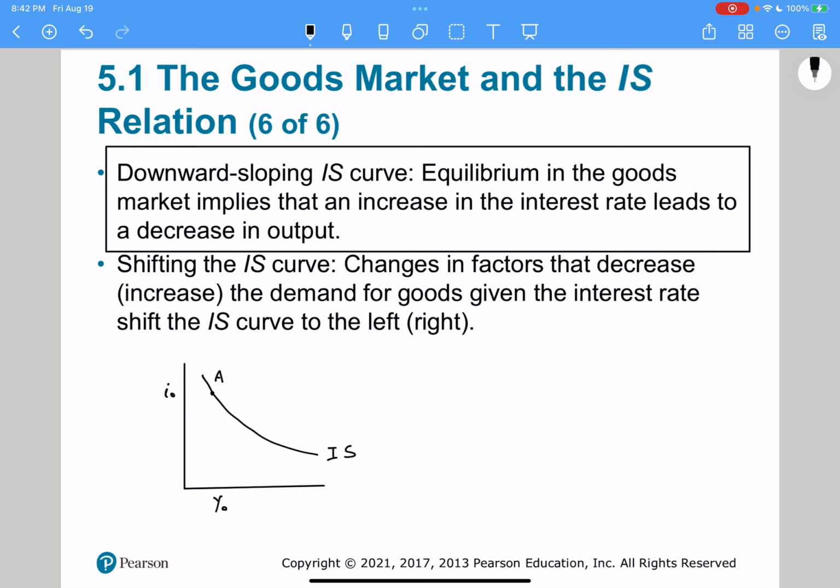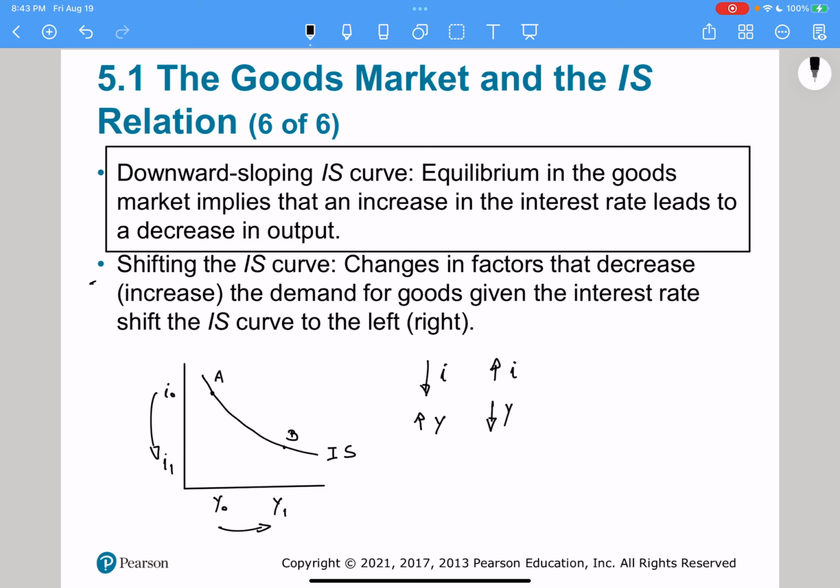So let's do the following. Let's do the decrease in the interest rate, just to be consistent with what I have drawn with the graph here. A decrease in the interest rate to, let's say, this point B here, which makes the interest rate go from I0 to I1. This makes the output go from Y0 to Y1. So a decrease in the interest rate implies an increase in the output, and the opposite also holds. An increase of the interest rate makes the output reduce.